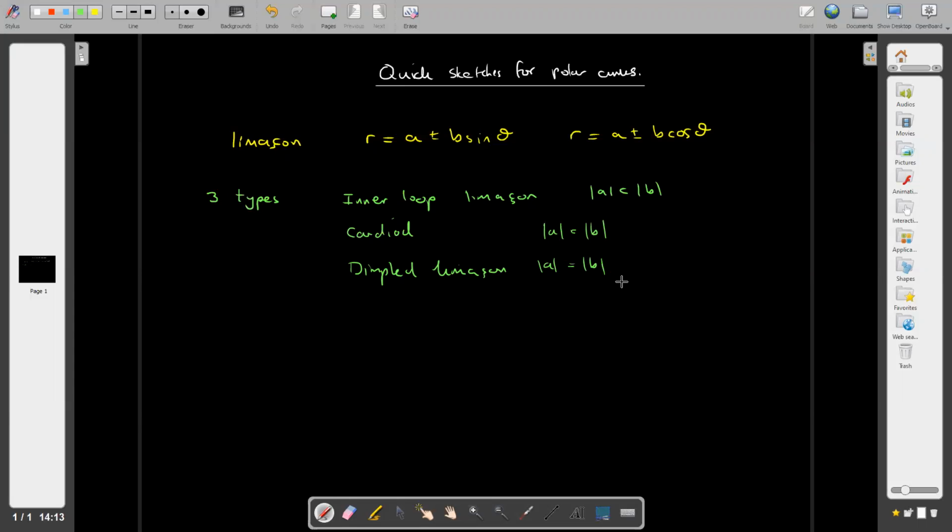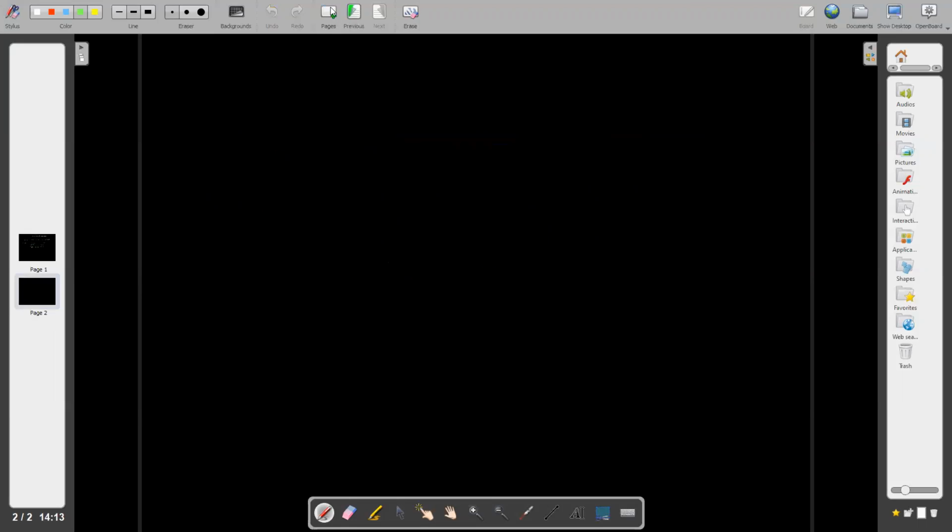What I'm going to do is go through a couple of quick sketches for each of these. And again, this is supposed to be a speedier thing than what I'm doing here, where I'm going at a pace that's explaining at the same time. So let's have a look first of all at the inner loop limacon.